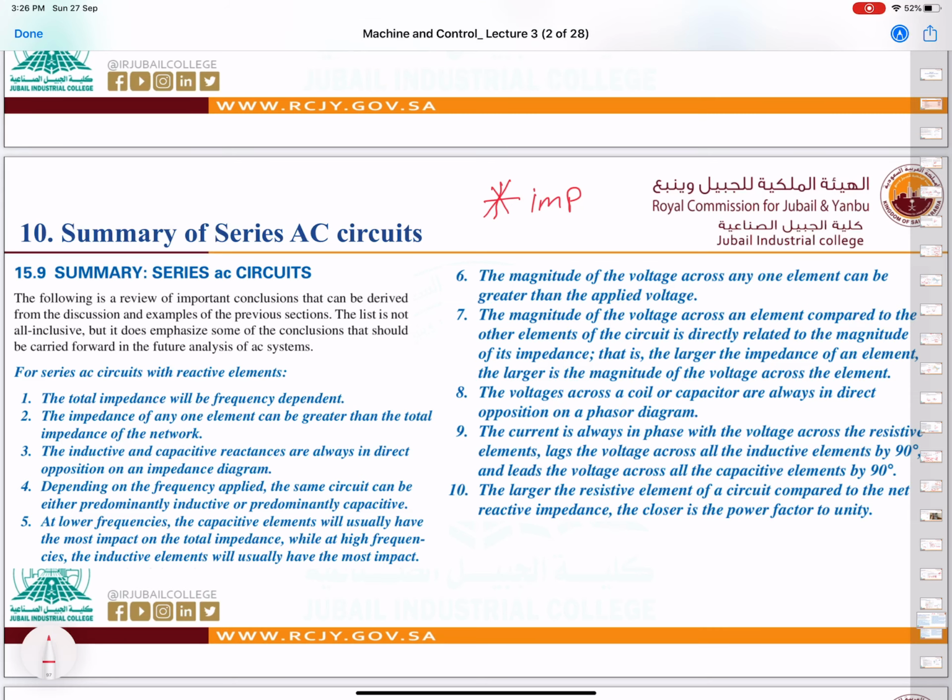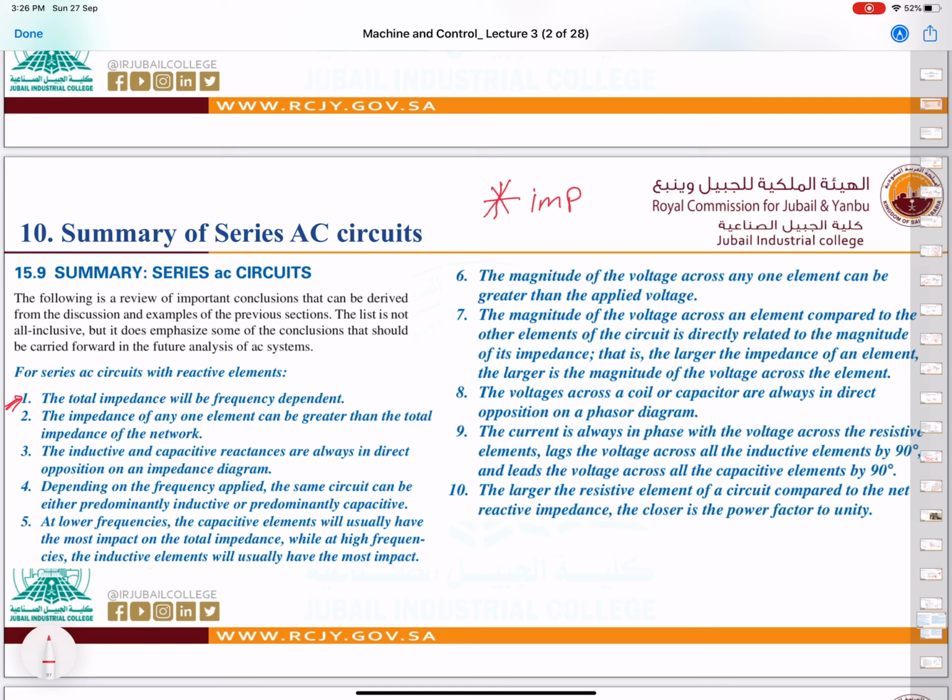Now let us see sentence number 1. The total impedance will be frequency dependent, which is obvious, because you have a capacitor and an inductor in the total impedance, and XL and XC deal with frequency, so the total impedance depends on the frequency.